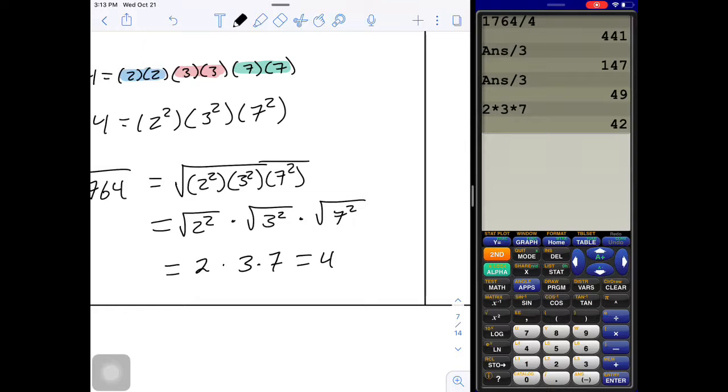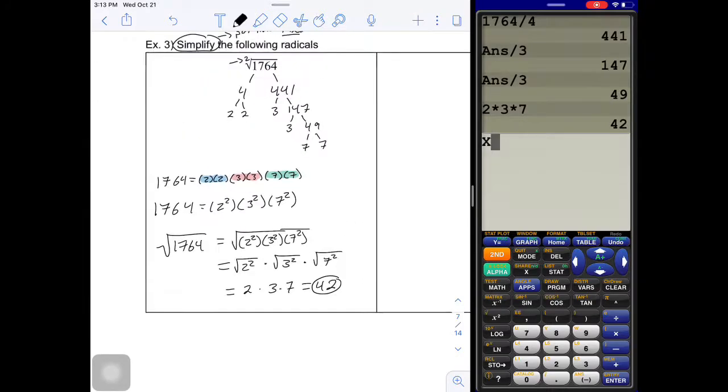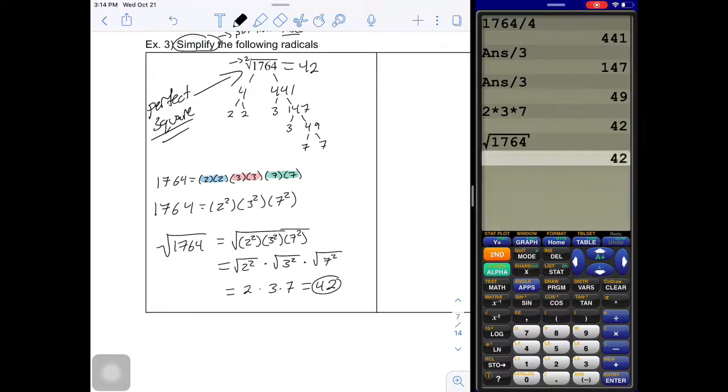So here it's 42. So what does that mean? That means this thing is a perfect square, because it just equals 42. So if I go on my calculator and I do the square root of 1,764, we can see that actually it just equals a number. It's a rational number. It just equals 42.